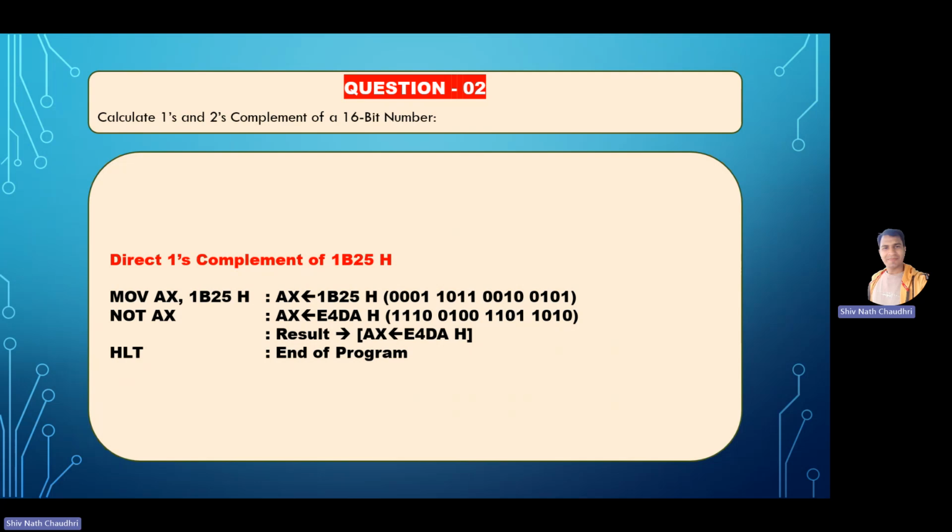First, we have to move the 16-bit number into the accumulator. The second instruction is the logical instruction NOT AX. What is the function of NOT? It inverts each bit: if we have 0, it inverts into 1, and if we have 1, it inverts into 0. We have also written the content of the accumulator in hexadecimal and in its binary equivalent. After executing NOT AX, you get the ones complement of the 16-bit number 1B25. This is the method to directly calculate the ones complement of a 16-bit number.